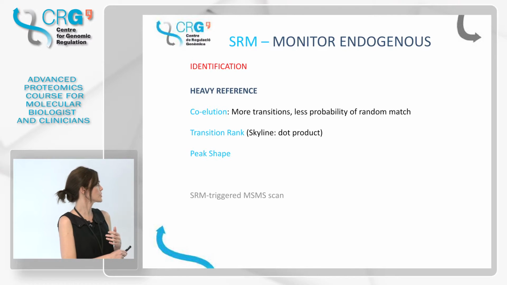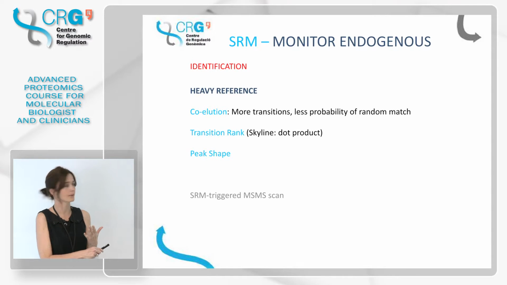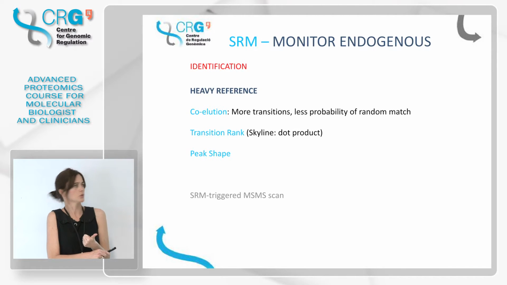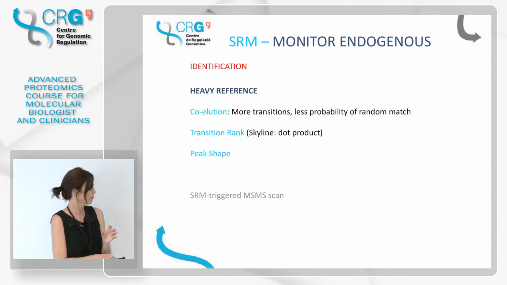For the identification, because we have our reference peptide, we are going to make sure that it's coeluting. We're going to look at the transition rank. This afternoon, when you use Skyline, you will see that you get a parameter next to each transition that is called the dot product. And this is telling you how well it matches the transition rank with your MS2 library. And the peak shape.